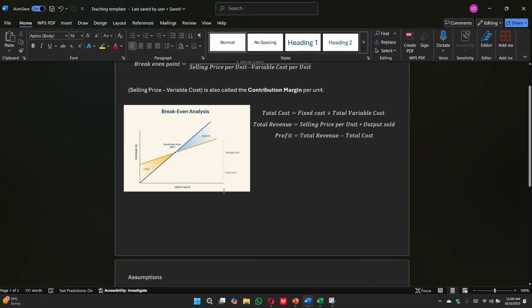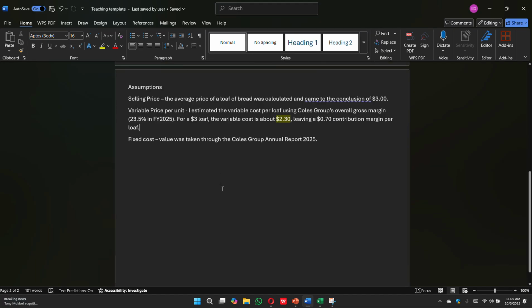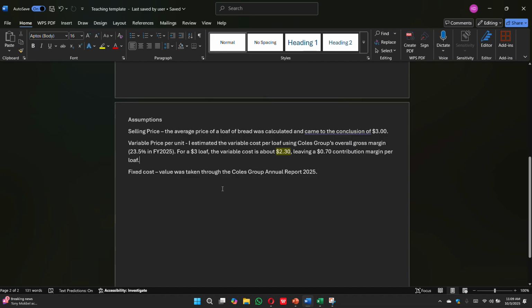So moving on, from my data, I had to make a few assumptions because the course group is big and they sell a lot of products. I chose a simple loaf of bread, so I had to come up with a selling price and figure out how to calculate the variable cost just for a loaf of bread, and the fixed cost. The selling price I got through checking out their online website and many others, but mainly their online website because it's from the course group, and I was able to come up with $3.